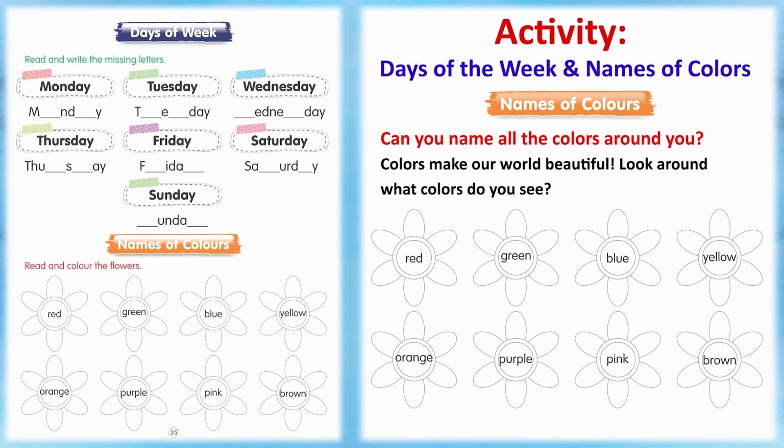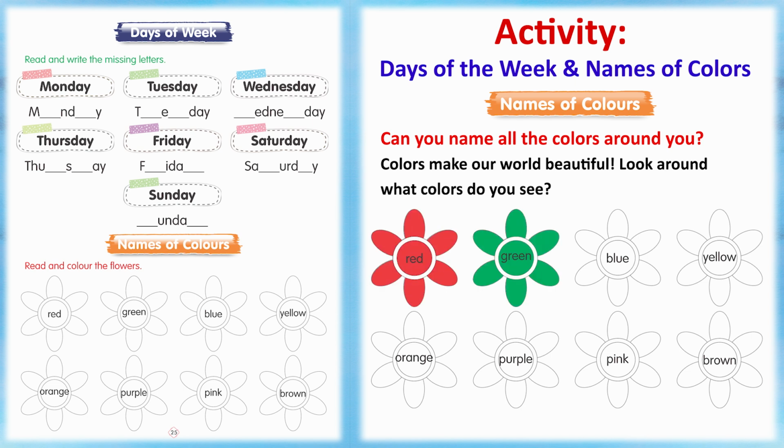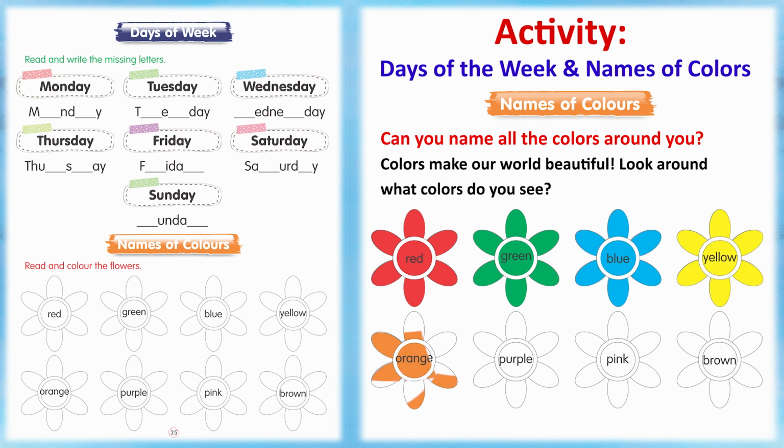Activity time, color each flower according to its name. Red flower, color it red. Green flower, color it green. Blue flower, color it blue. Yellow flower, color it yellow. Orange flower, color it orange.